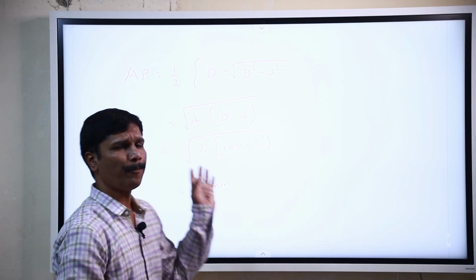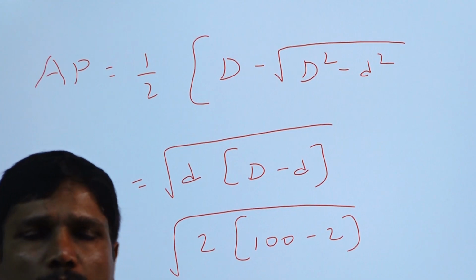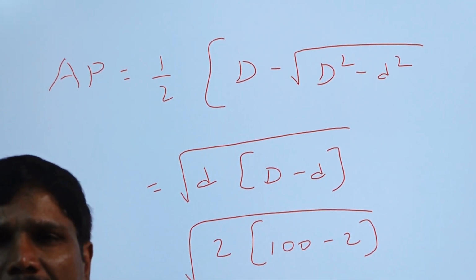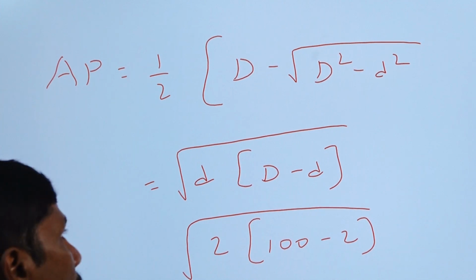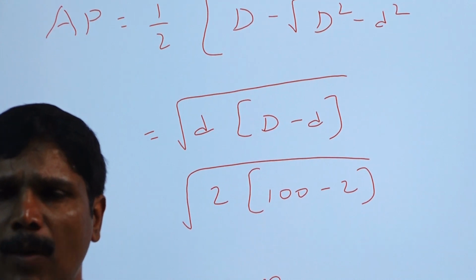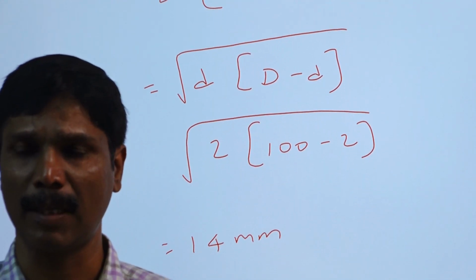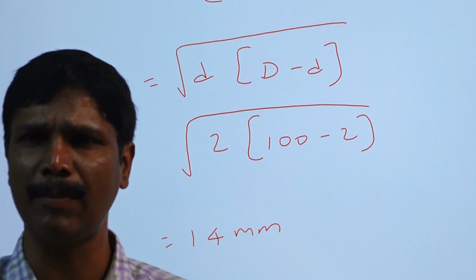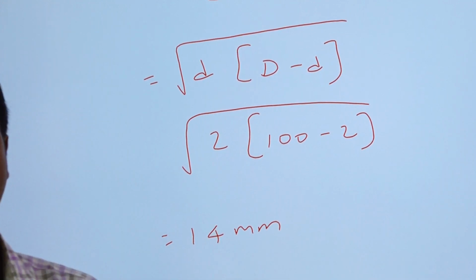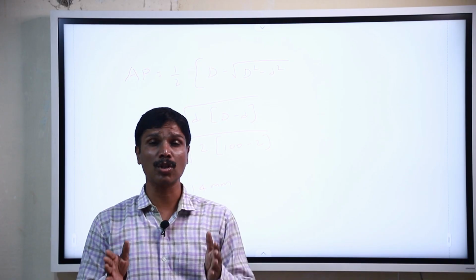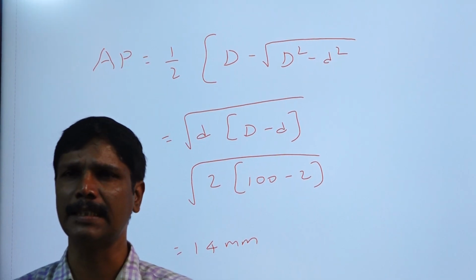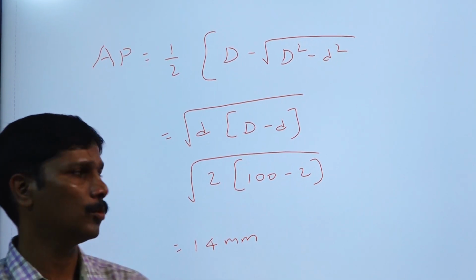For the same problem, we have to calculate the approach. For approach, we have two formulas: half into open the bracket d minus square root of D square minus d square, or we can simply calculate square root of d into capital D minus small d. What is small d? It is depth of cut. What is capital D? It is diameter of the cutter. When you substitute, the value is 14 mm. These are the questions which are mostly expected in GATE because it is a two data question. Only two data are needed to get the value.